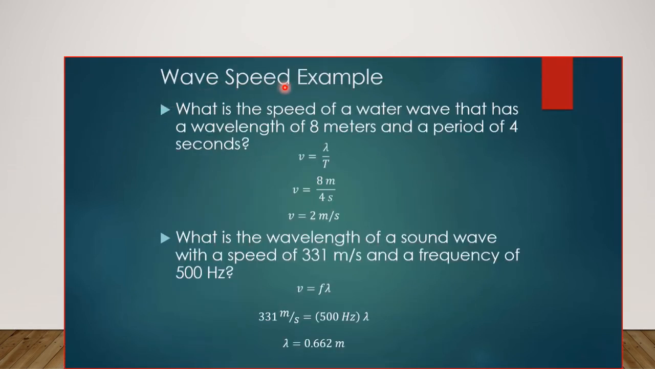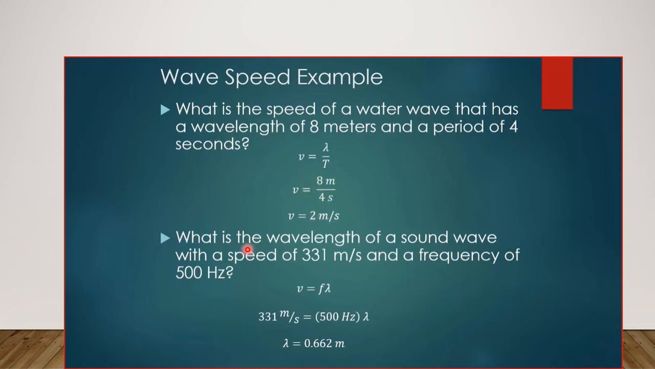Wave speed example. What is the speed of a water wave that has a wavelength of 8 meters and a period of 4 seconds? We are given the wavelength, lambda. We can directly substitute it into the equation v is equal to lambda over T. Therefore, v is equal to 8 meters divided by 4 seconds. Therefore, the velocity is 2 meters per second.